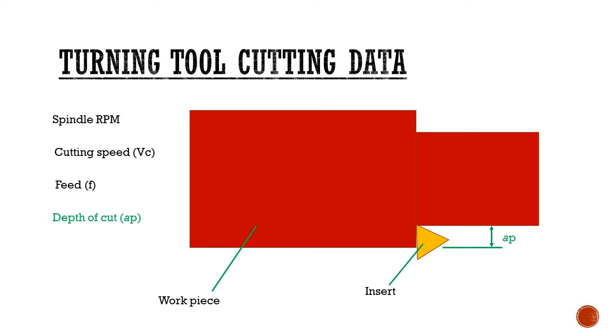The cutting depth or depth of cut, which is usually shown in catalogs by AP, is the difference between the uncut and cut radius of the workpiece. Higher depth of cut can shorten machining time, but it can also increase machining forces and vibration. RPM, cutting speed, feed, and depth of cut are the main cutting data that you will define in a CNC program.